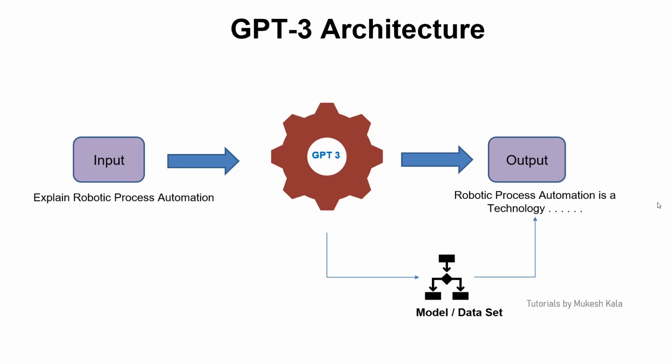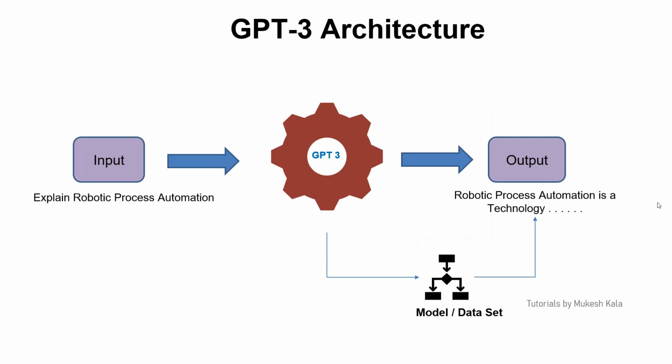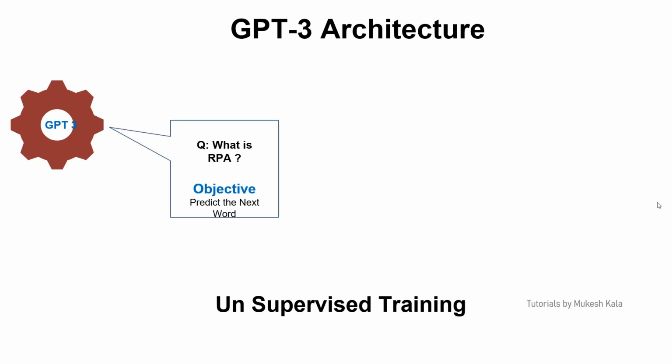So the key thing here becomes what is your data set size and what is your model size. In the previous slide, we have seen that GPT-3 has got 175 billion parameters, which means that the chances of getting the output proper from this model increases. So that was about the first thing about the architecture. Now let's go deep into what exactly happens inside the model. Okay, so this was our model.